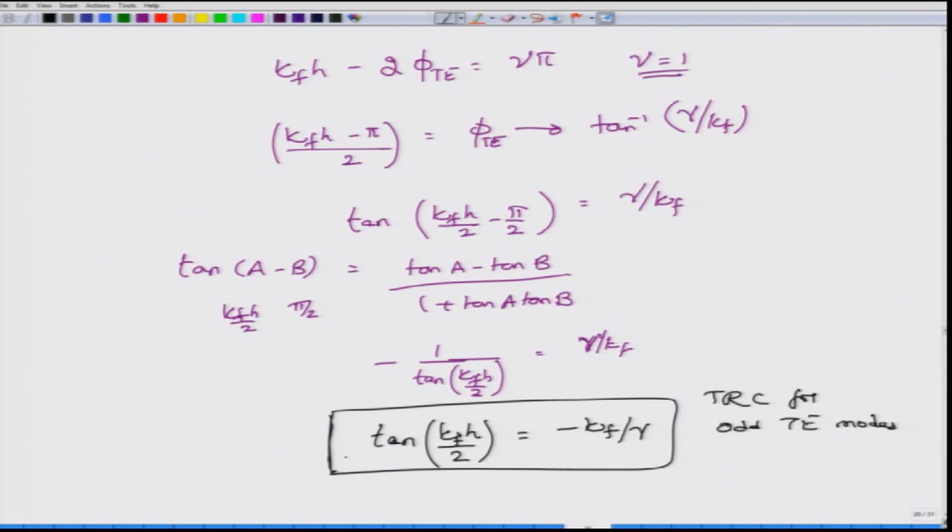Now, the cutoff condition remains the same. So, when I am considering the odd TE modes, the cutoff condition again means that gamma has to be set equal to 0 for cutoff. But the moment I set gamma equal to 0, while kappa f being a finite quantity, the right hand side of this becomes equal to infinity, right. And when will kappa tan of x go to infinity? When x goes to an odd multiple of pi by 2.